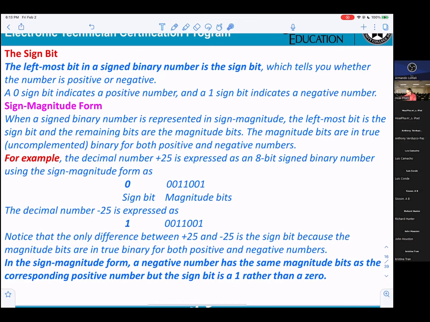In the sign magnitude form, a negative number has the same magnitude bits as the corresponding positive number, but the sign bit is one rather than zero. Basically, they're just telling you the value of the number will be the same for both positive or negative. However, if the leftmost bit is zero, then this will be positive. If it is one, that means negative. That's it.